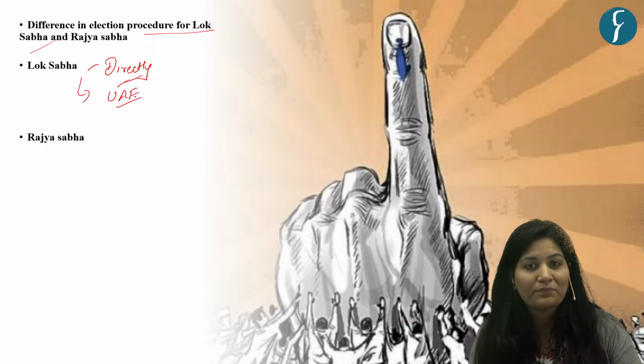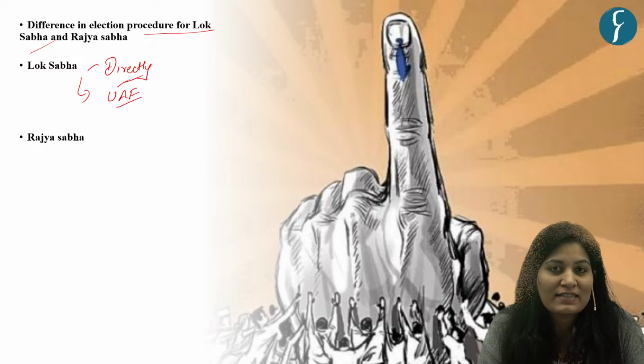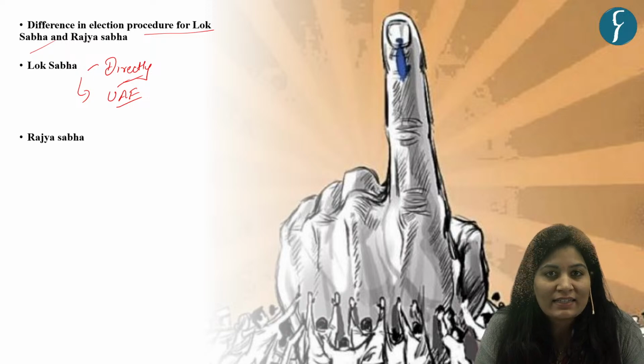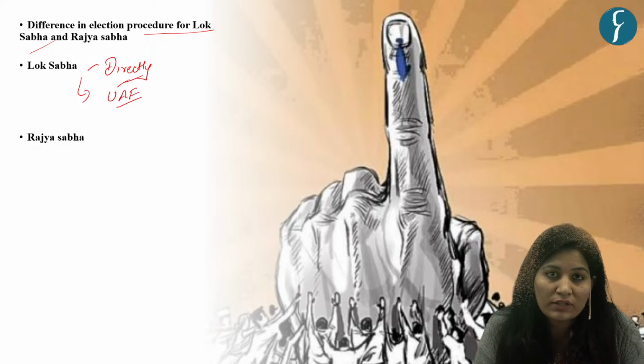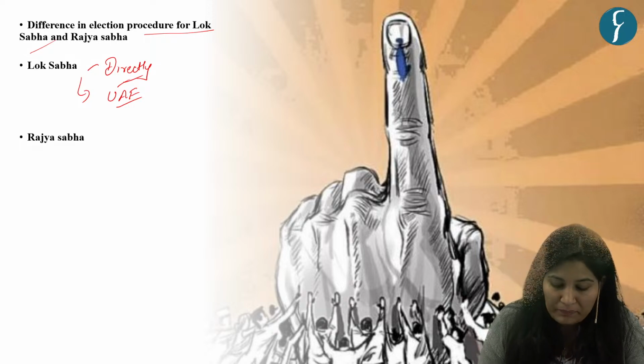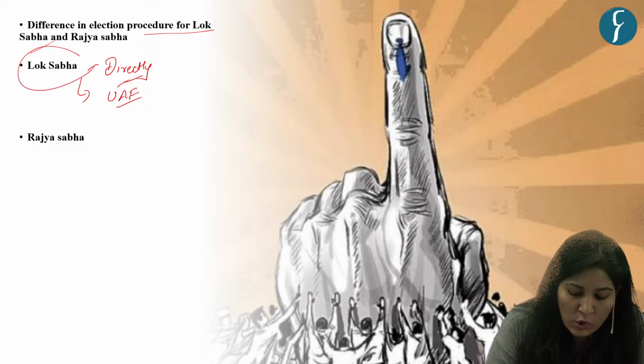Okay, UAF. Universal adult franchise, that means anyone who is above 18 can vote for their respective candidate, and the person who will secure the maximum amount of votes will win the election. Okay. So this is about the Lok Sabha.